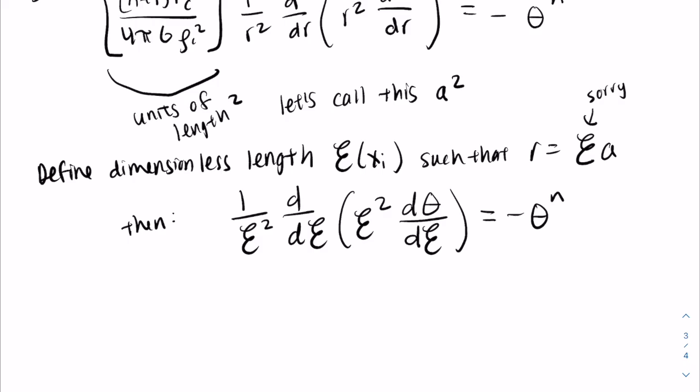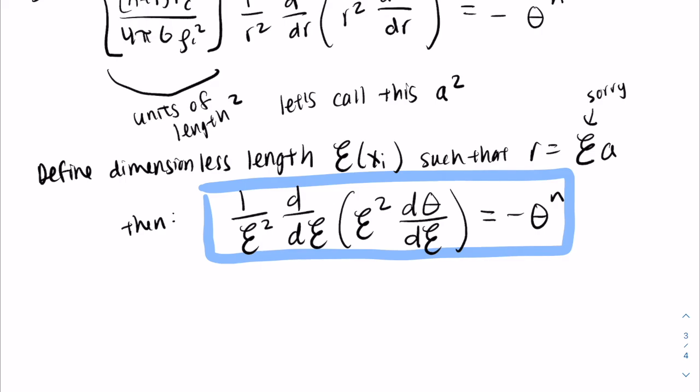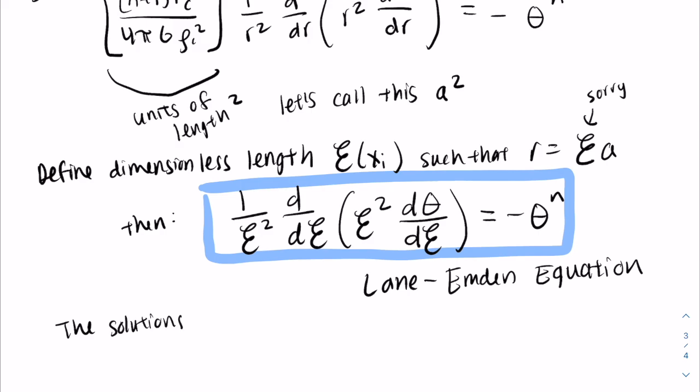You'll notice it all looks the same, but this form of the equation is called the Lane-Emden equation. This is again something that you may have seen previously in other astronomy classes. But this equation has solutions, theta, and these solutions will completely specify the density of a polytropic body.